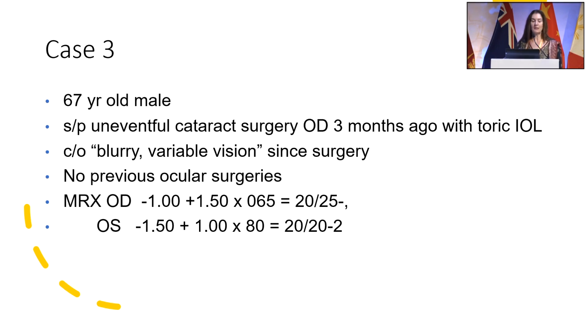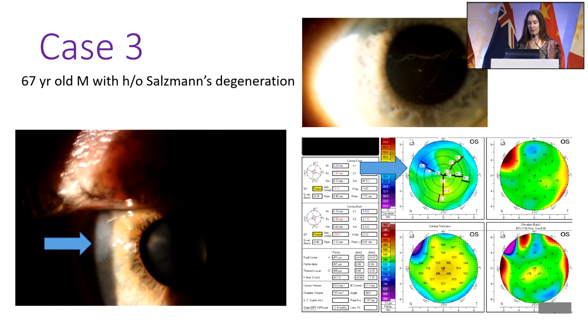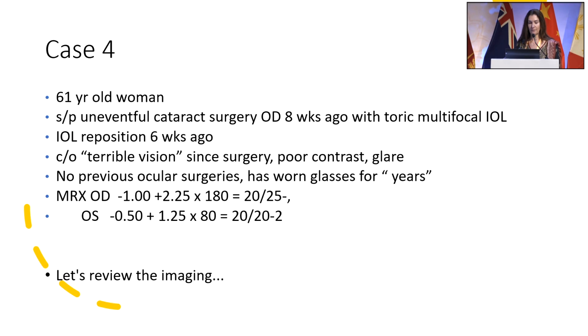Case 3, this is a 67-year-old gentleman who complained of blurry variable vision since surgery. You could see here he had some astigmatism, no previous ocular surgeries. And when we look at the slit lamp as well as the Penticam, we could see here that in fact he had a Salzmann's nodule that was causing his distress and his unhappiness. Performed a superficial keratectomy, and then 6 weeks later evaluate. You can also see this with untreated or unrecognized anterior basement membrane dystrophy. I see this actually quite often on patients referred to me.